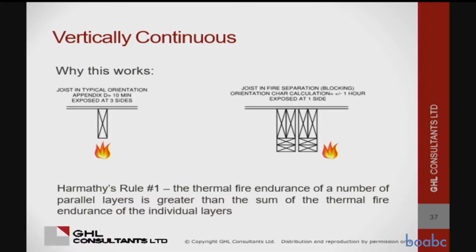It's going to take the path of least resistance. And Harmathy's rule number 1 is that the fire endurance of a series of parallel members is much higher than if you just tested them individually and added them up.